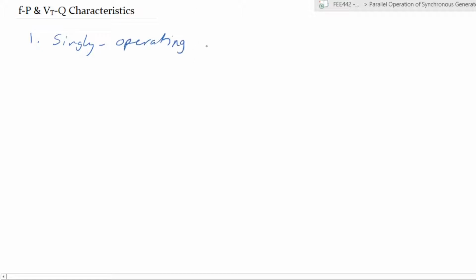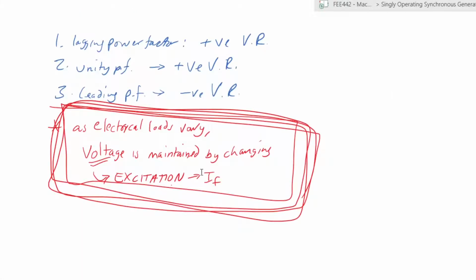So let's look at some of the characteristics of generators when they are operated in parallel. Before we go into that, our first instance will be operating singly. Generally, and I will take you back to what we talked about the last lecture we met, you would note that in terms of the voltage supplied by a generator, as electrical loads vary, the voltage is maintained by changing excitation.